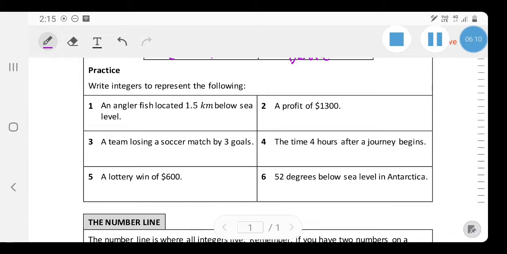Represent that with an integer. Well, 1.5 kilometers below sea level. Sea level is kind of like 0 on a ruler. So below sea level, the integer must be negative 1.5.